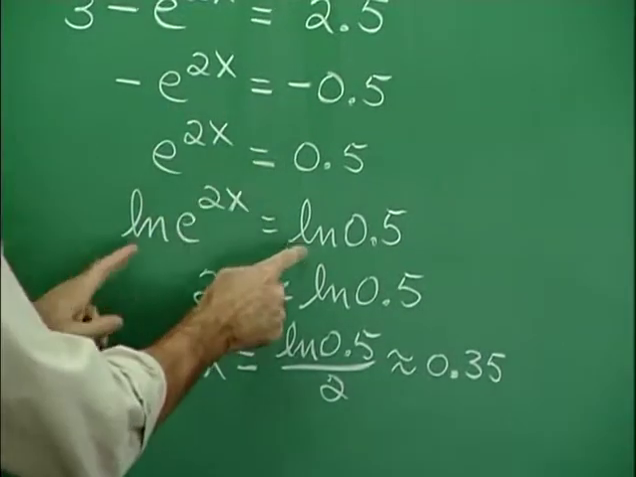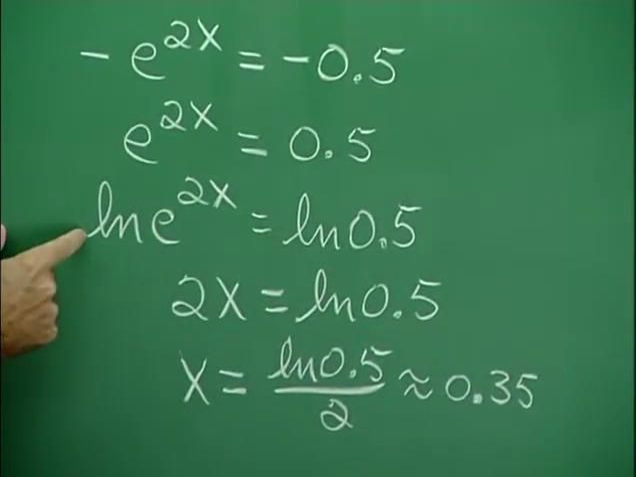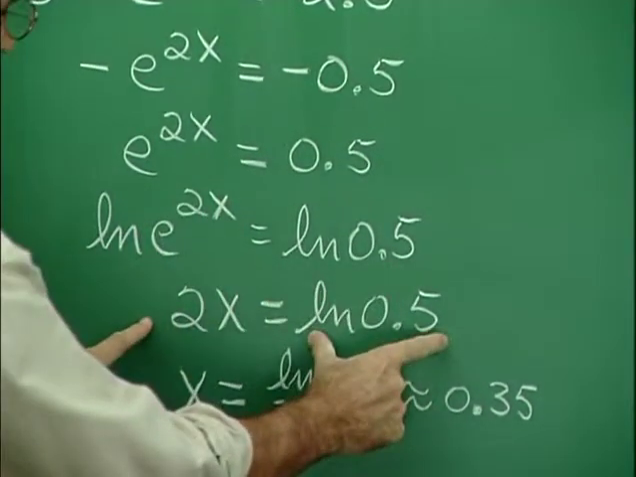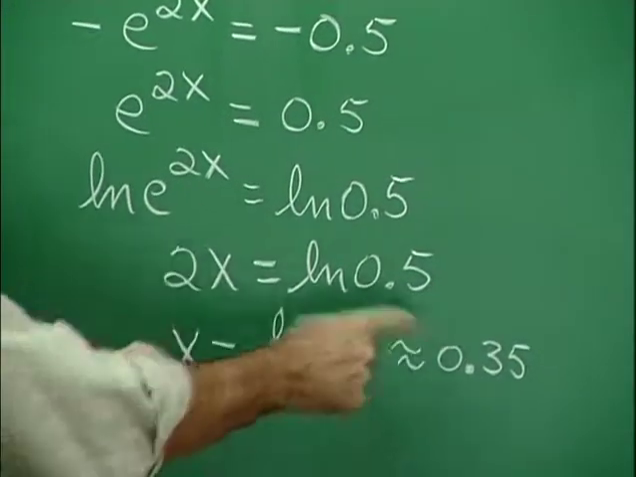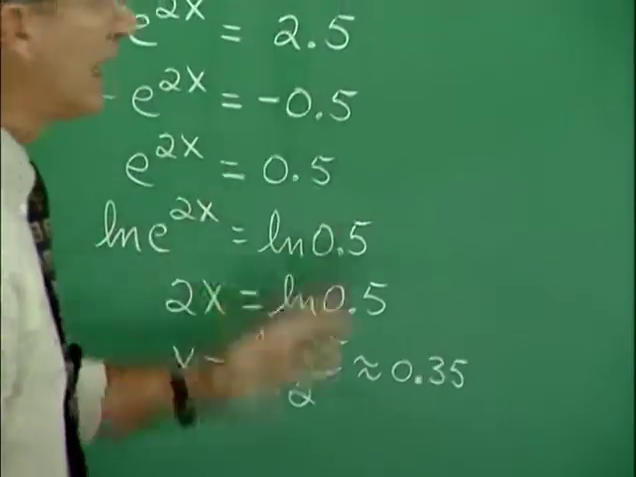So apply natural log on both sides, and we proceed as we normally would. Now the 2x becomes the coefficient here. The ln e is out of here, so we have 2x equals this, divide on both sides by 2, and approximate x as 35/100ths.